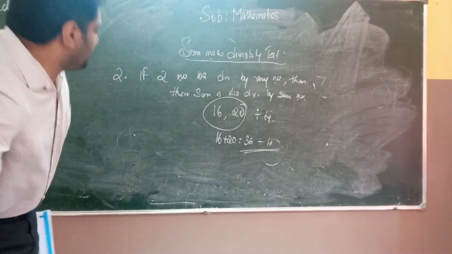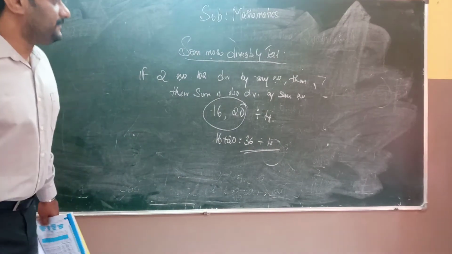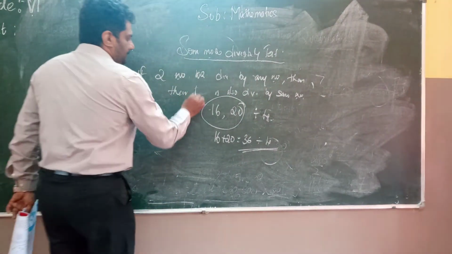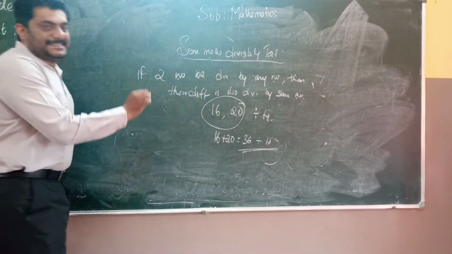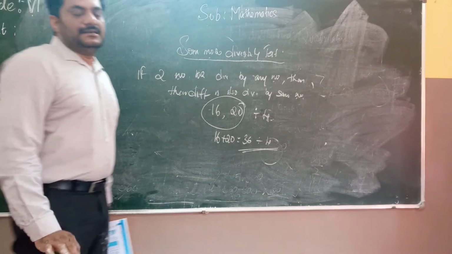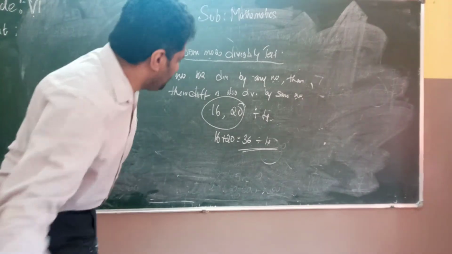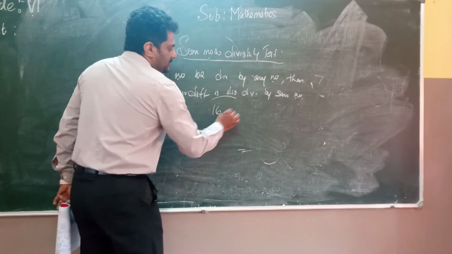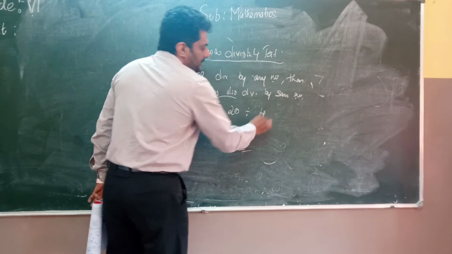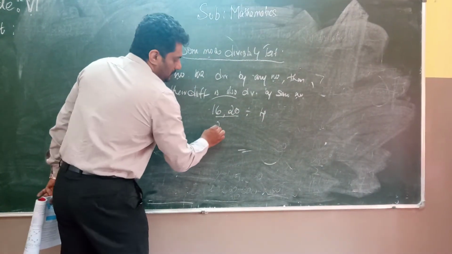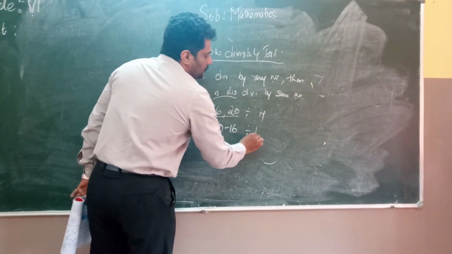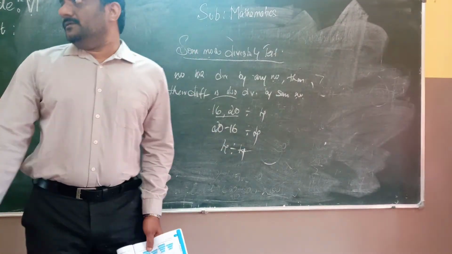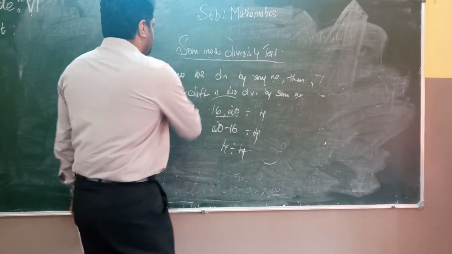Now the third point is, it applies even for subtraction or a difference. The same thing applies for subtraction as well. 16 and 20 are divisible by 4. Subtract these two: 20 minus 16, which is 4, will also be divisible by 4. Okay, this is what that is.